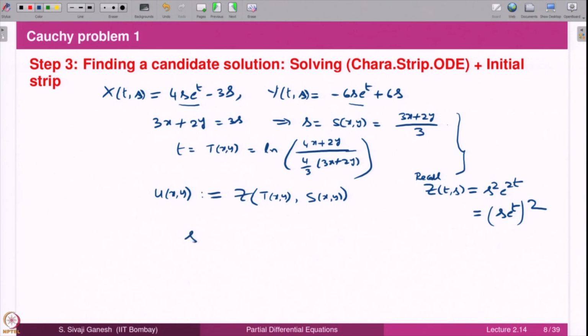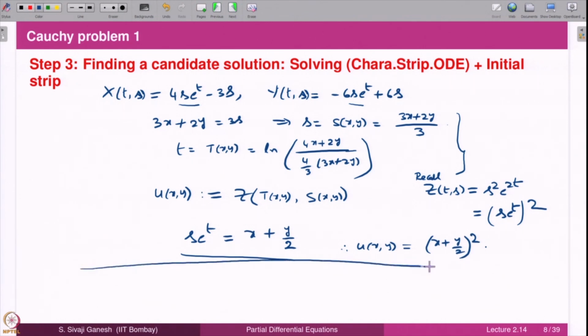So, what we get is s e^t is actually (x plus y/2). So, y/2 will make it minus 3s e^t plus 3s. When you add, 3s gets cancelled, minus 3s e^t, 4s e^t, so you get s e^t. This is the expression you got. Therefore, u(x,y) is equal to ((x plus y)/2) whole squared. This is the solution.